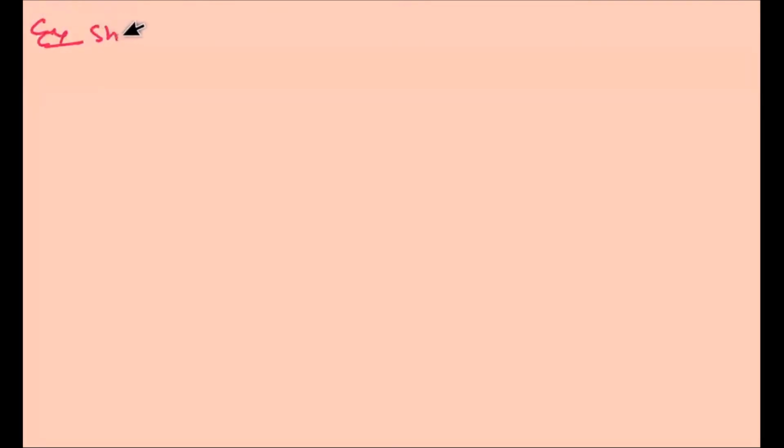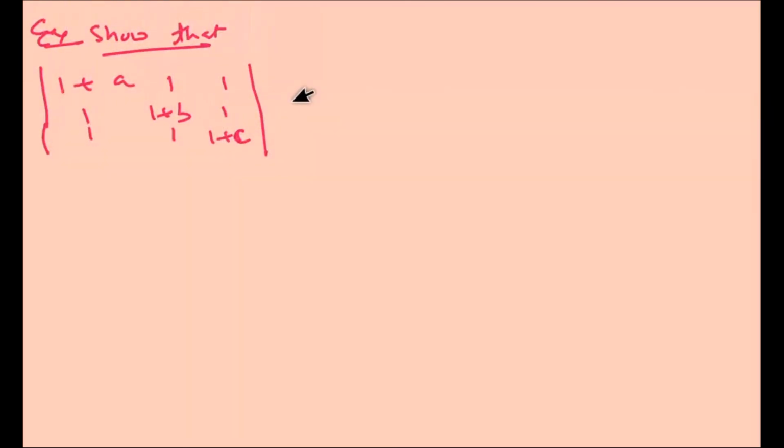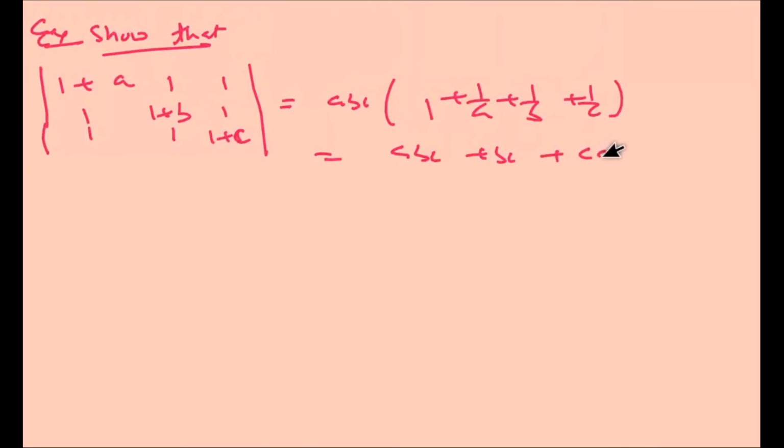Show that the determinant with rows 1 plus a, 1, 1; 1, 1 plus b, 1; 1, 1, 1 plus c evaluates to abc times (1 plus 1 upon a plus 1 upon b plus 1 upon c), or abc plus bc plus ca plus ab.